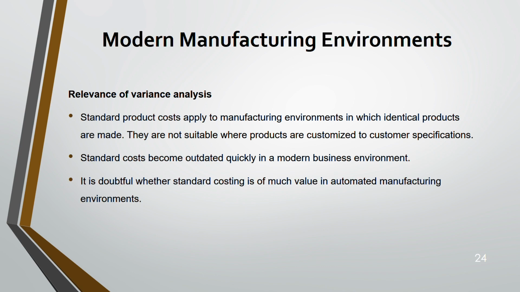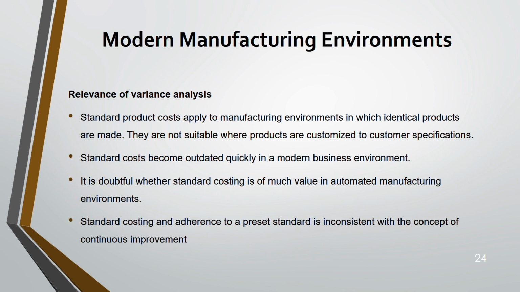Next, standard cost became very outdated in a modern business environment. Third reason, it is also doubtful whether you can use standard costing in the manufacturing environment, because even the manufacturing environment is automated now. If you use standard costing, it is not going to give so much value to an automated manufacturing environment. Standard costing means you are adhering to the preset standard, but this might be inconsistent with the concept of continuous improvement. If you want to continuously improve, just complying with standard costing might not be consistent.